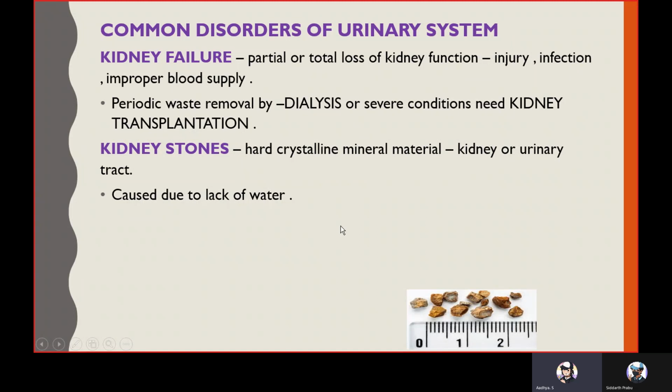Common disorders of the urinary system. Kidney failure: partial or total loss of kidney function, caused by injury, infection, or improper blood supply. Periodic waste removal by dialysis is needed, or severe conditions need kidney transplantation. Kidney stones: hard crystalline mineral material in the kidney or urinary tract. It is caused due to lack of water.